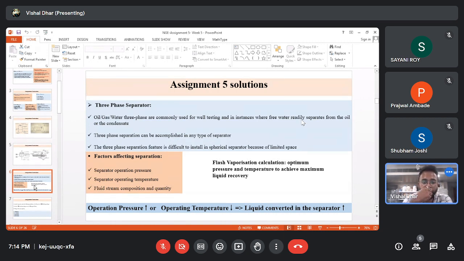So flash vaporization calculations are very important in designing separators. You can write down this point: operating pressure more or operating temperature less, liquid converted in separator is more. And our aim is to get more liquid in the separator.